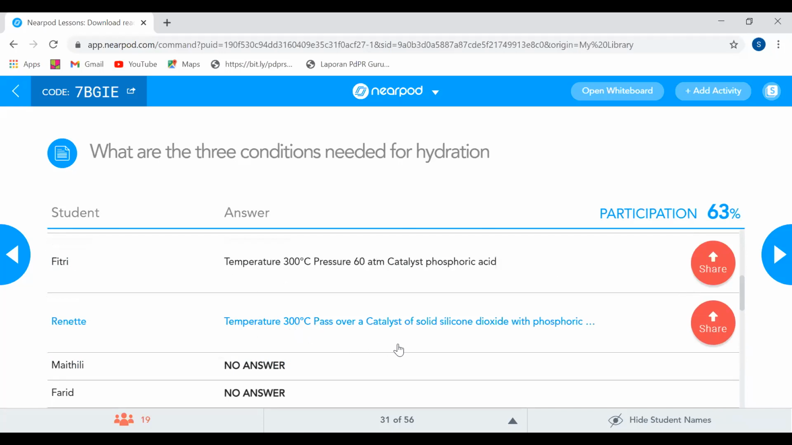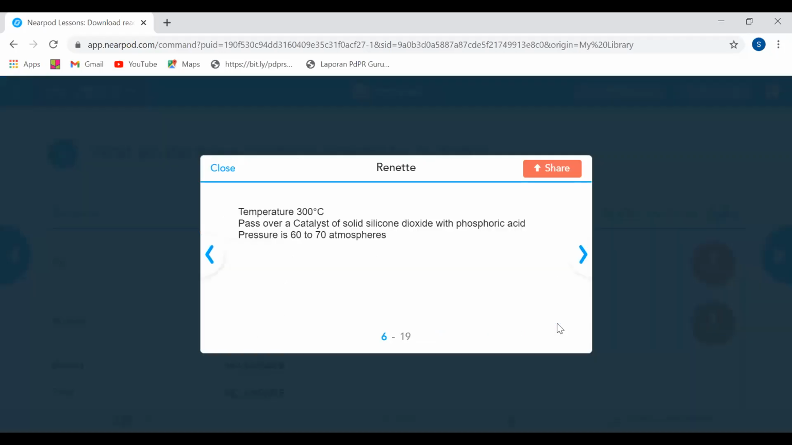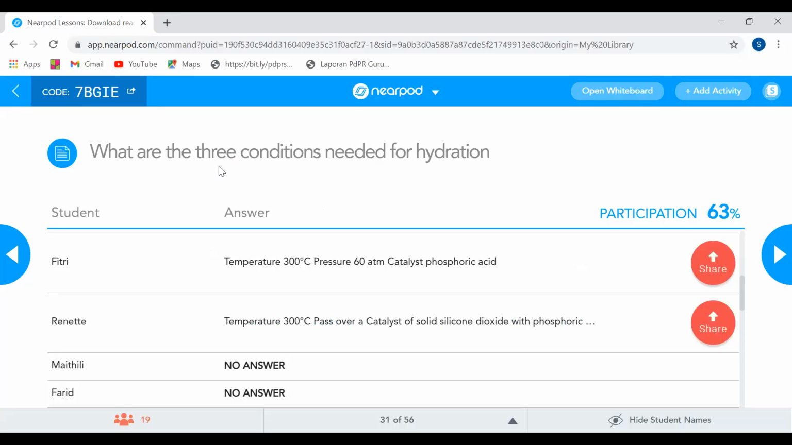Renette, 300 degrees Celsius. Renette, where did you get solid silicon dioxide? Okay, the pressure is 60 atmospheric pressure. Where did you all get 60 to 70? No, it's only 60. I've taught for 14 years, I've never seen the word 70, or silicon dioxide. Renette, where did you find this answer? Did you Google?